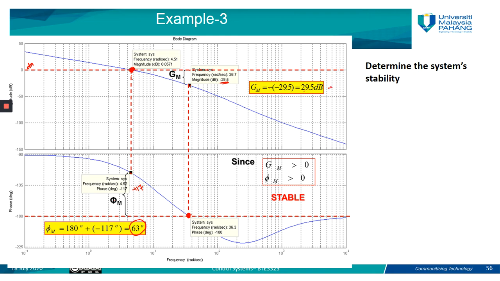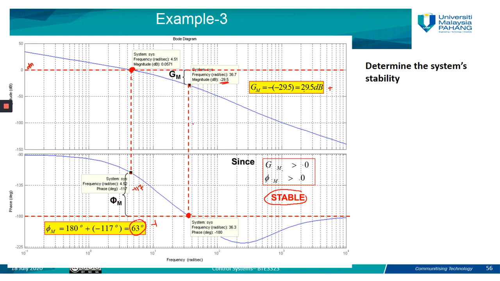Since you have positive gain margin and positive phase margin, your system is stable. Because the gain margin is positive and the phase margin is positive, your system will be stable. So the system at this frequency, at this gain, will be stable.